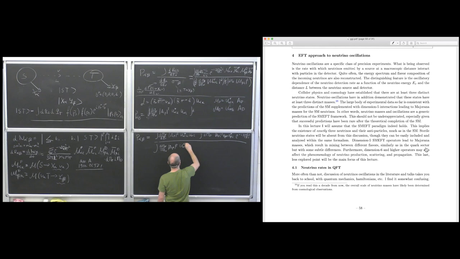U_αk, integral of dp of the detection amplitude squared, U_βl star, U_βl. So here we have a sum over k and a sum over l, and then we sum on top of kl. So you see that in the denominator, this is the unitary PMNS matrix. So if you take the sum, it's δ_αα, so it's one. So this sum is one.